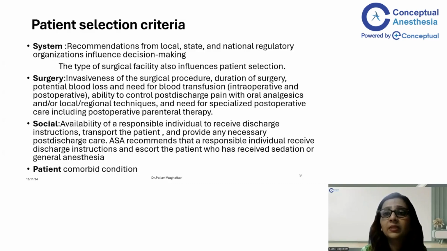Now, let's see how the patients are selected for daycare anesthesia. First of all, it will depend upon the system level, surgery level, social level, and the patient's comorbid condition. System level means whatever are the recommendations of your local, state, or national regulatory organizations, which will influence your decision making. Some of the centers have fewer resources, so they will have different criteria for daycare surgery. The surgical facility which is available will also influence the patient selection.